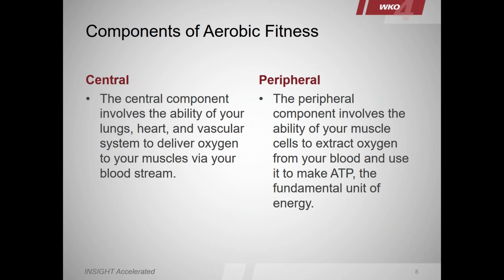There are components of aerobic fitness, central and peripheral. The central component involves the ability of your lungs, heart, and vascular system to deliver oxygen to the muscles via your bloodstream. And peripheral is components involved in the ability of your muscle cells to extract oxygen from your blood and use it to make ATP, the fundamental unit of energy. An oversimplification is going on here, but the idea is you have these two things. You have this central capability, lungs, heart, vascular system driving the boat, and those need to be trained. But there's also a secondary set of training demands, your ability to extract that oxygen and utilize it to make energy.